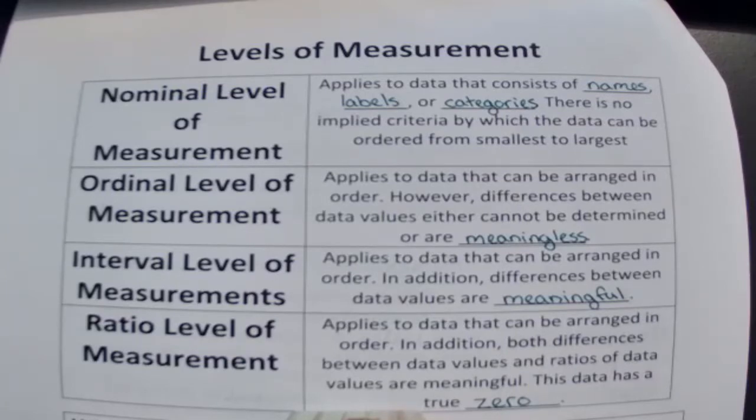Next is interval levels of measurement. This applies to data that can be arranged in order. In addition, differences between data values are meaningful. Then the last one on here for levels of measurement is ratio level of measurement. Applies to data that can be arranged in order. In addition, both differences between data values and ratios of data values are meaningful. This data has a true zero.